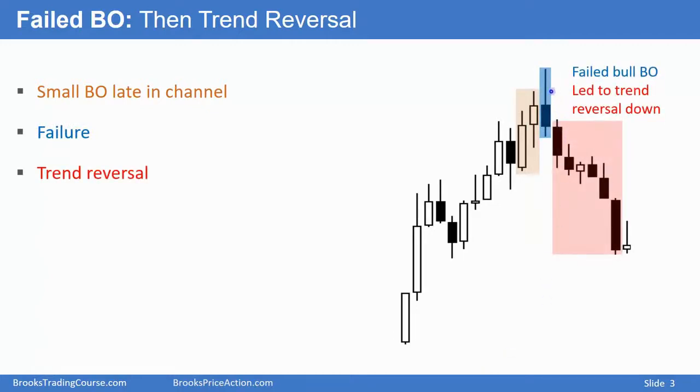In this particular case, the failed bull breakout, so we have a bull breakout, it's failing, it led to a trend reversal down. Remember, we had a bull breakout here, a failure, yet it was followed by trend resumption up. Here, we have a failed breakout, and it was followed by trend reversal down.